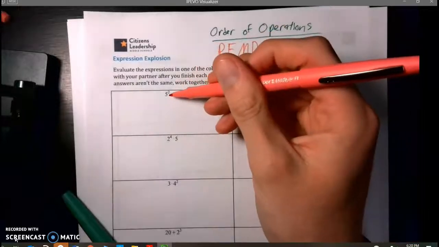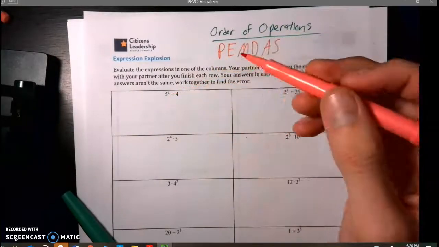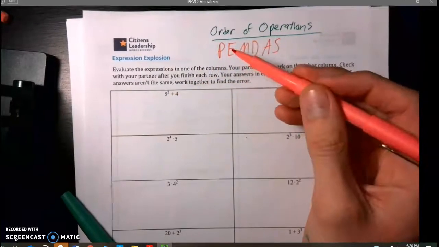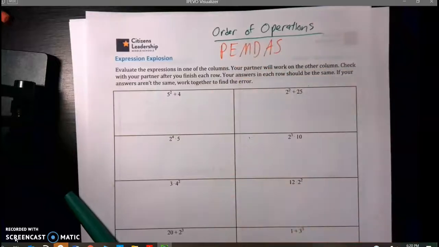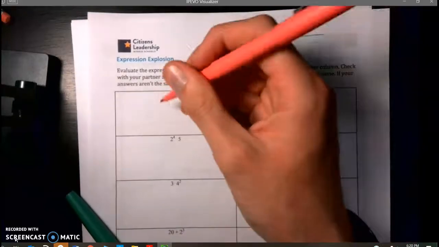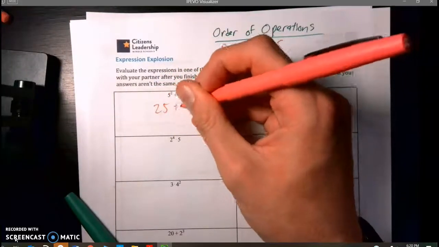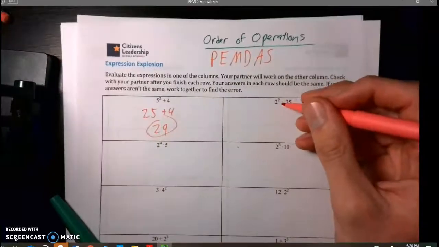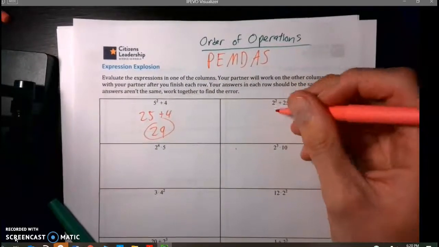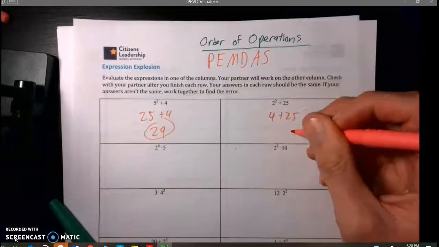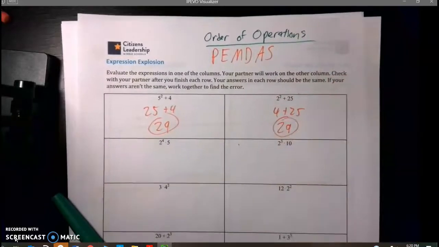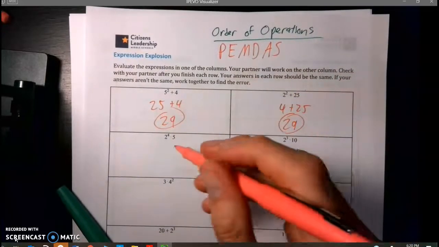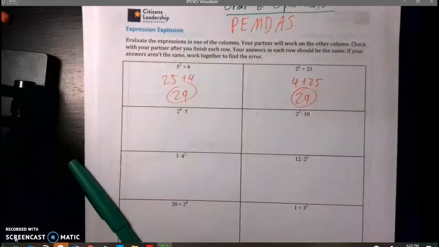So right here, we have 5 squared plus 4. I don't have any parentheses, but I do have an exponent, so I need to take care of that first. 5 squared is 25, and then I can add 4, and I would get 29. If I did the same thing here, I have an exponent, 2 squared is 4, plus 25, I get 29. So once again, it's showing that in every row, the problem in the left column and the right column will be equivalent.